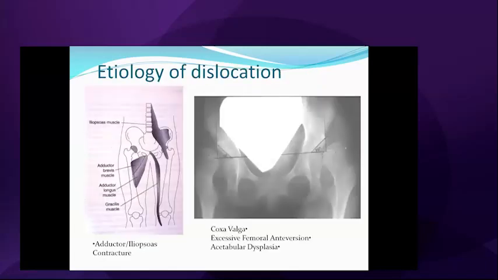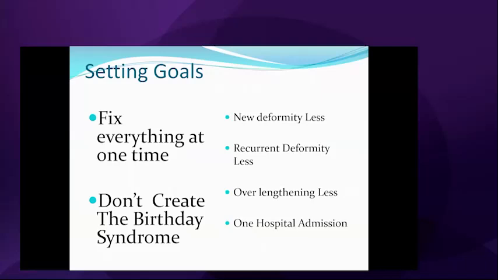The etiology of dislocation is either a soft tissue or a bony problem. Soft tissue: contracture of the adductors and the iliopsoas. Bony problems: coxa valga, excessive femoral anteversion, and acetabular dysplasia. Our goals: fix everything at one time. Less new deformity, less recurrent deformity, less limb lengthening, one hospital admission. Please don't create birthday syndrome by limb lengthening or recurrent deformity.